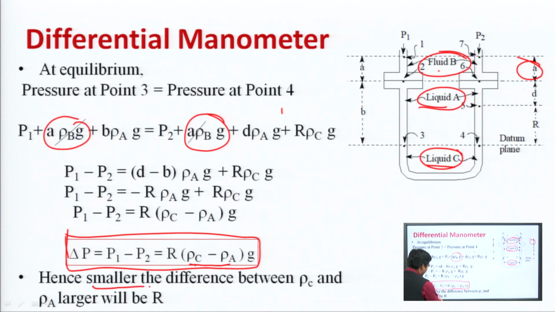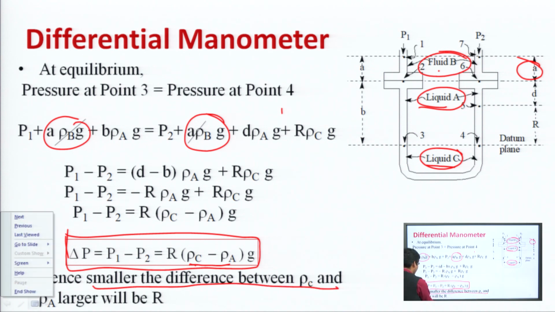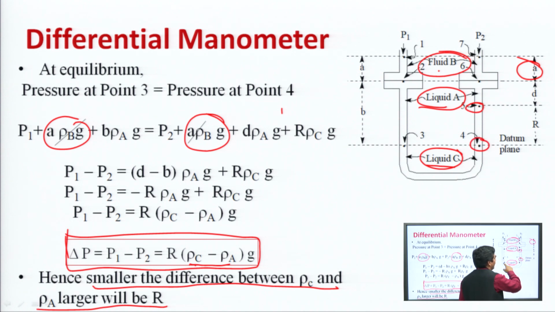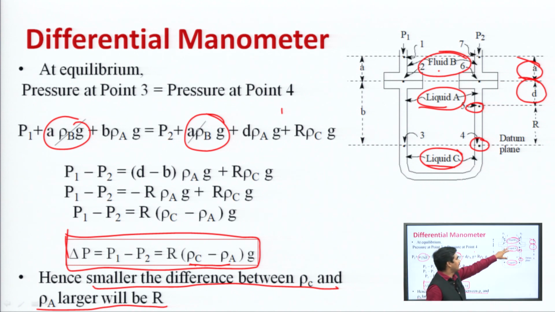Hence, the smaller the difference between rho c and rho a, the larger will be the value of R. R means the distance travelled by liquid C between point number 5 and point number 4. One more thing, from this equation it is also independent of the distance d travelled by liquid A in this manometer. Now, this is all about the differential manometer.